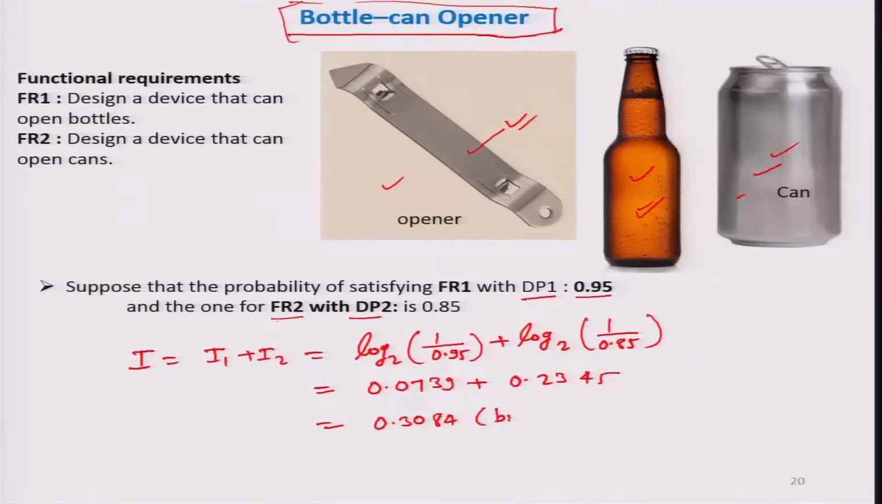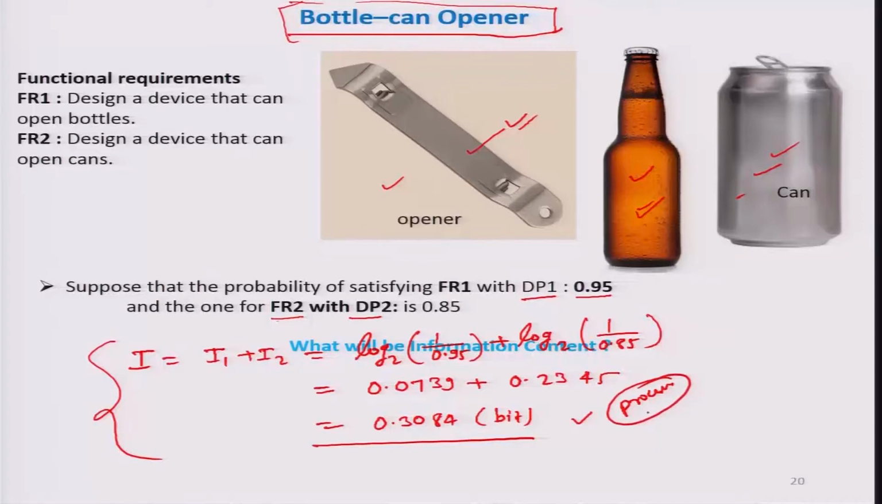So this is how you calculate your information content mathematically. This is how you design your process. Okay, so this is your calculation for the second axiom of axiomatic design.